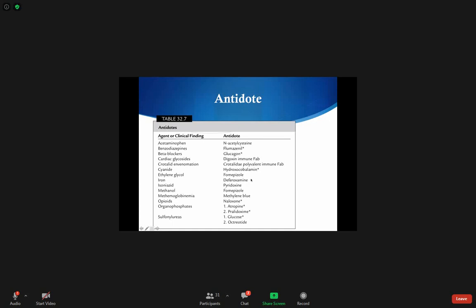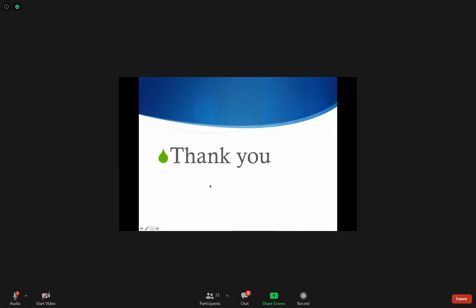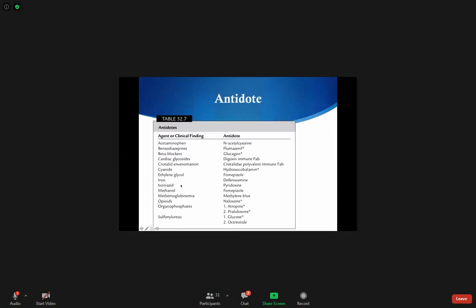Deferoxamine does bind to iron just like what activated charcoal does with other drugs, but activated charcoal doesn't bind to iron. Deferoxamine chelates iron, binding to it and excreting it out. It binds to it in the blood and gets it excreted from the blood. It forms a complex with iron and then gets excreted in the urine. So it adsorbs to it. It hugs it. Sorry, again.